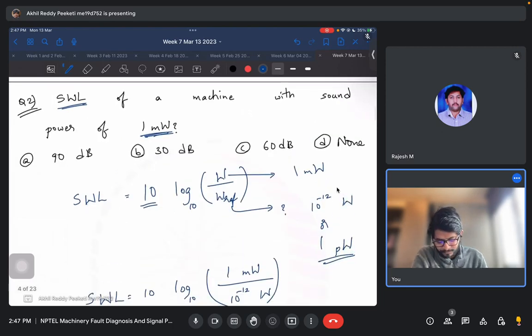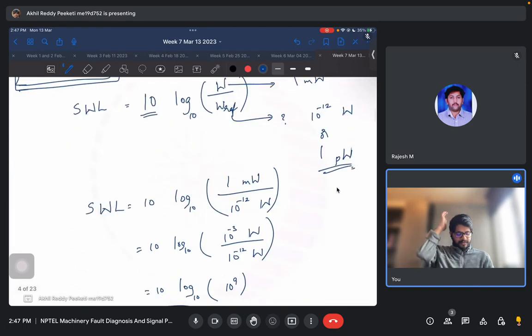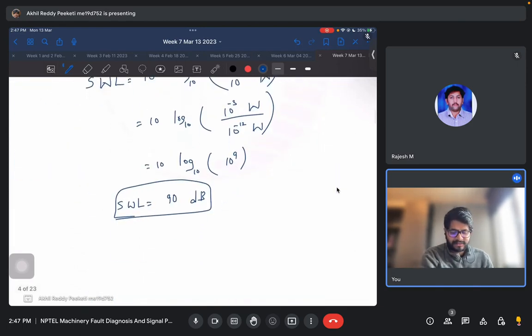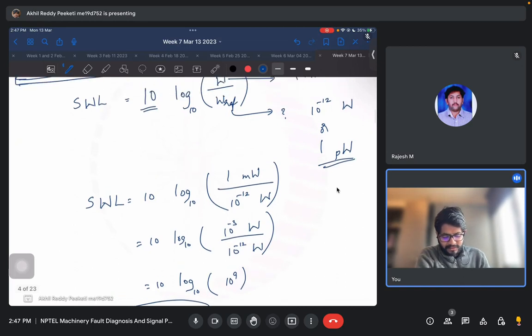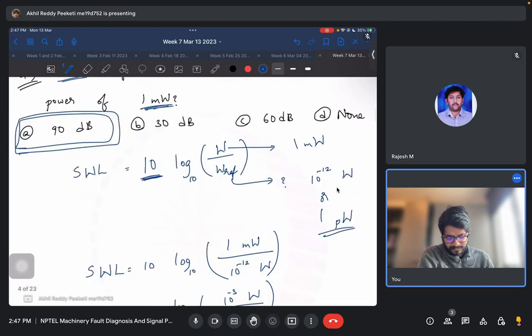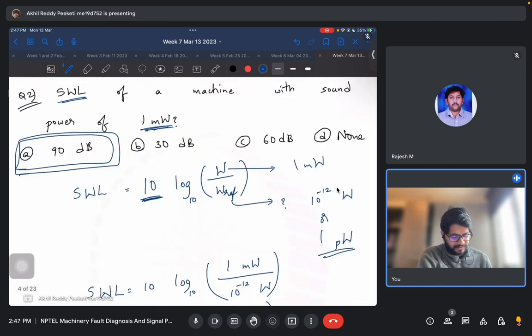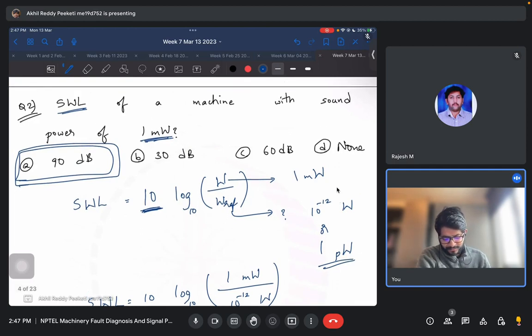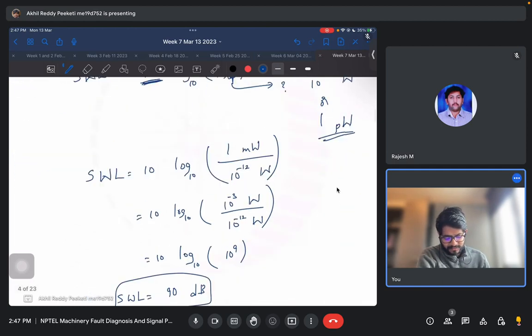So this is how you can calculate the sound power level SWL. The only thing to remember is the constant multiplication is with 10 instead of with 20 as in the sound pressure level. And Wref is 10 power minus 12 watt. So that is sound power level.